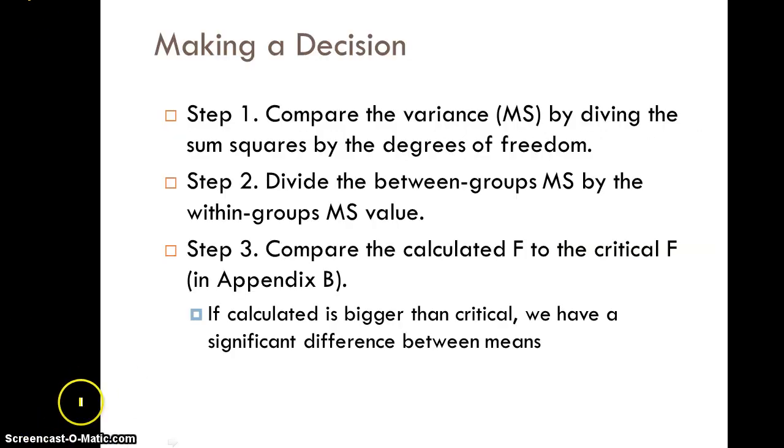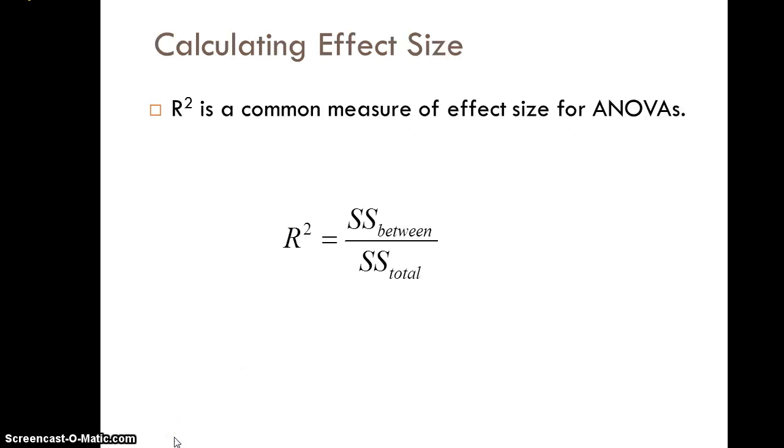All right, in order to make a decision here, we take the variance, the mean squared, which we get by dividing the sums of squares by the degrees of freedom. Then we take the mean squared between and divide it by the mean squared within, and compare that calculated F to the critical value. If the calculated F is bigger than the critical value, we have a significant difference among those means.